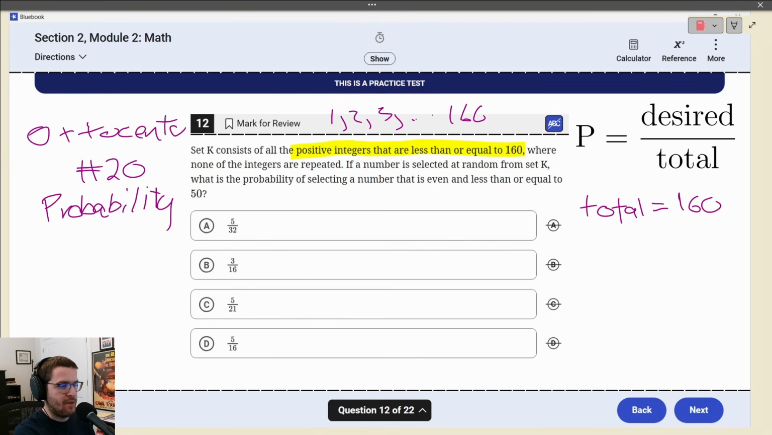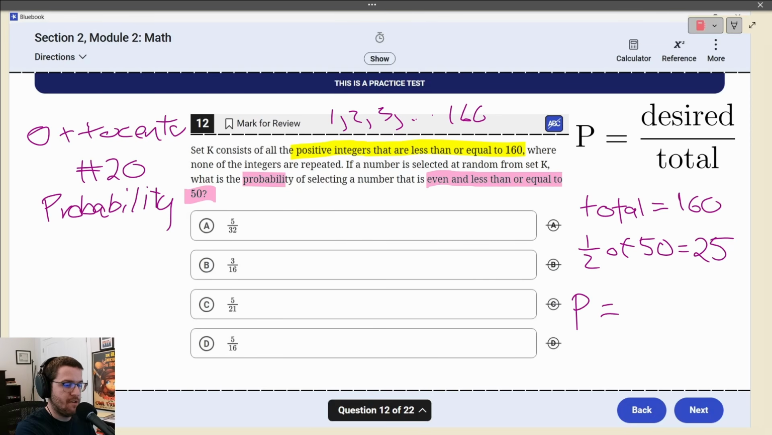Now we just got to think about the desired. It says we want the probability of selecting a number that is even and less than or equal to 50. So from 1 to 50, there's 50 numbers, and about half of those are even. So we're going to do half of 50. Well, 50 divided by 2 is 25, and that's going to be our desired.